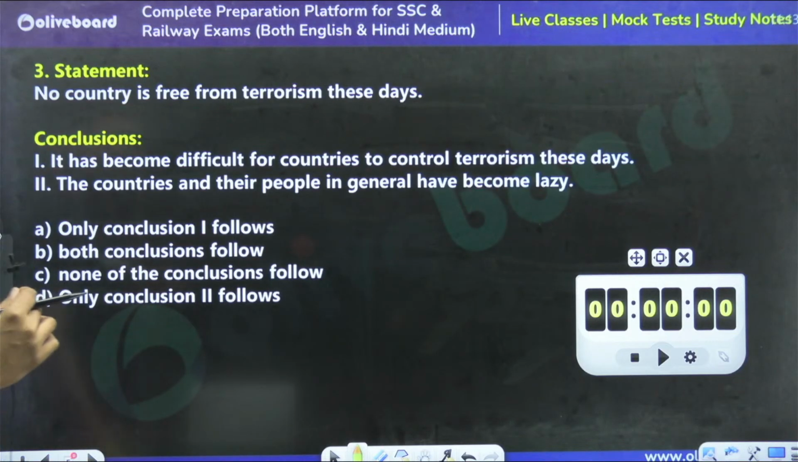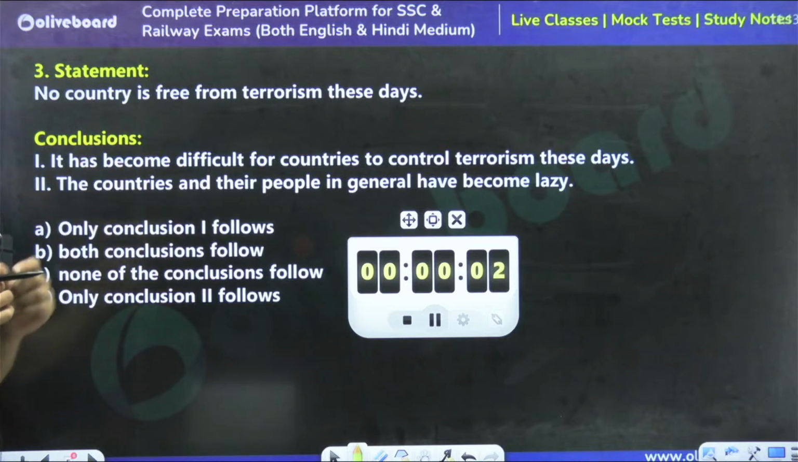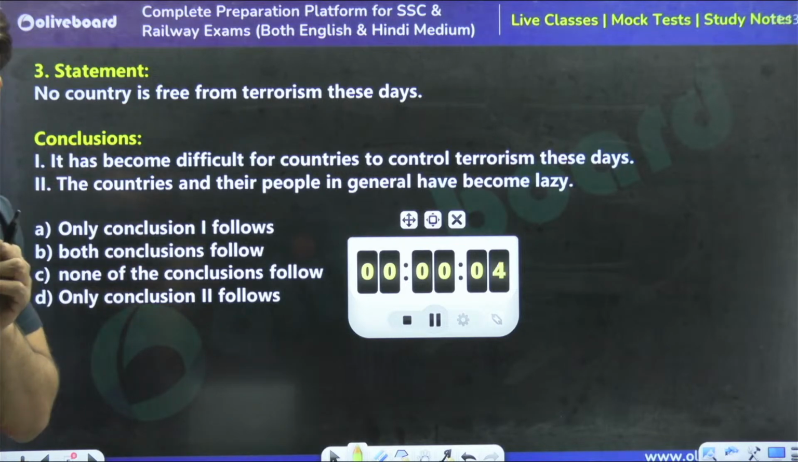Next, the third one on your screen. What can you conclude from the given statement?